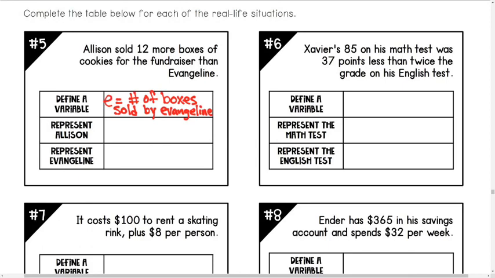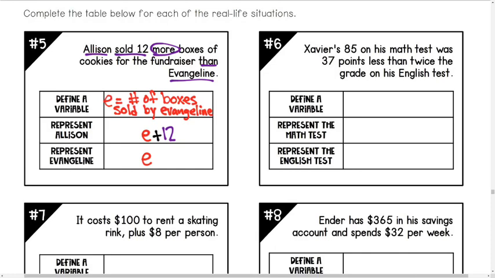And then we have to represent Allison and represent Evangeline, which in this case we already did. We know that hers is the variable E. And comparing Allison, it says Allison sold 12 boxes more. So that means I would take that information and say E plus 12, because whatever Evangeline sold, Allison will have sold 12 more.